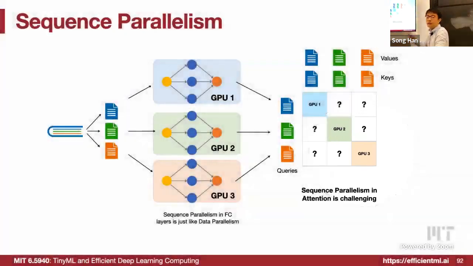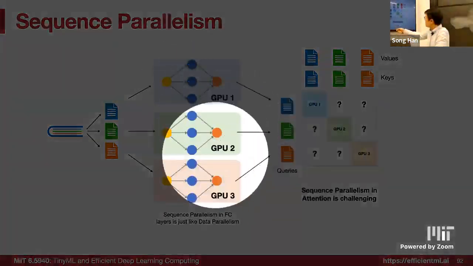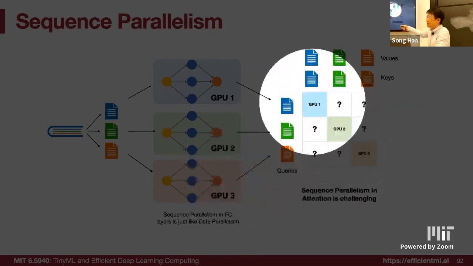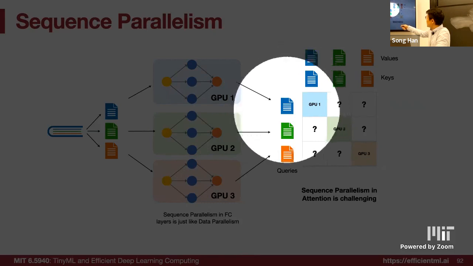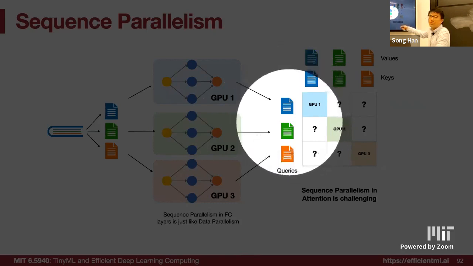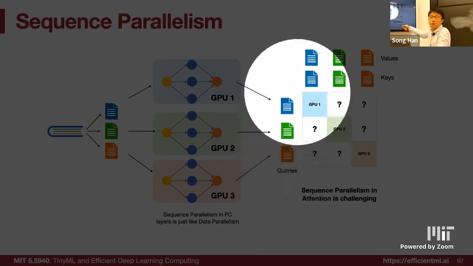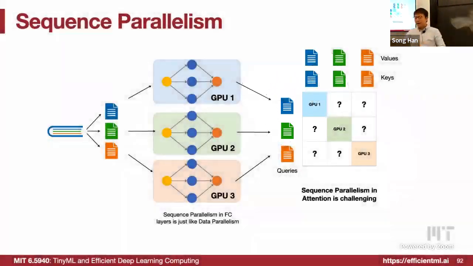If you just do it without any communication between GPU 1, 2, 3, what's going to happen? Everything can only attend locally. Chapter 1 will not see chapter 2. Chapter 3 will not be able to see chapter 2. So you cannot mingle the data anymore. Say you want to correlate something that happened in chapter 2 with chapter 3, you cannot do that. Only chapter 3 with chapter 3, chapter 2 with chapter 2, chapter 1 with chapter 1. That's too bad. Let's see how we solve this problem.